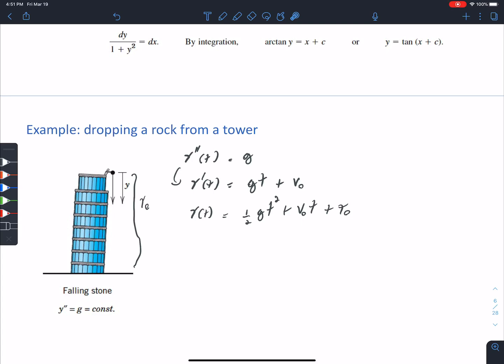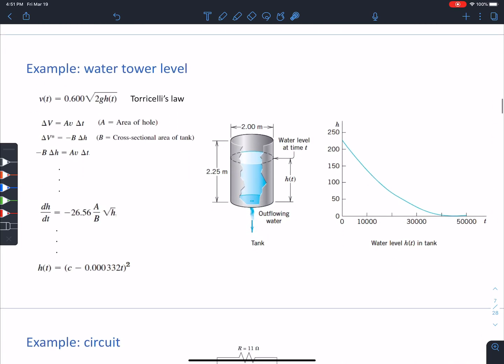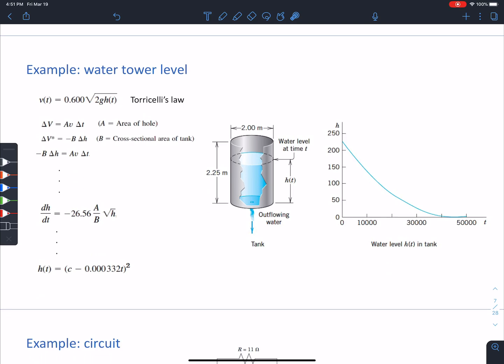Again, this was derived from Newton's law, which is essentially an ordinary differential equation. Here's another example, right? Let's say we have a water tank that has an opening at the bottom, right? And we start with some water level at some known starting time. Time equals 0 is as good a starting time as any.